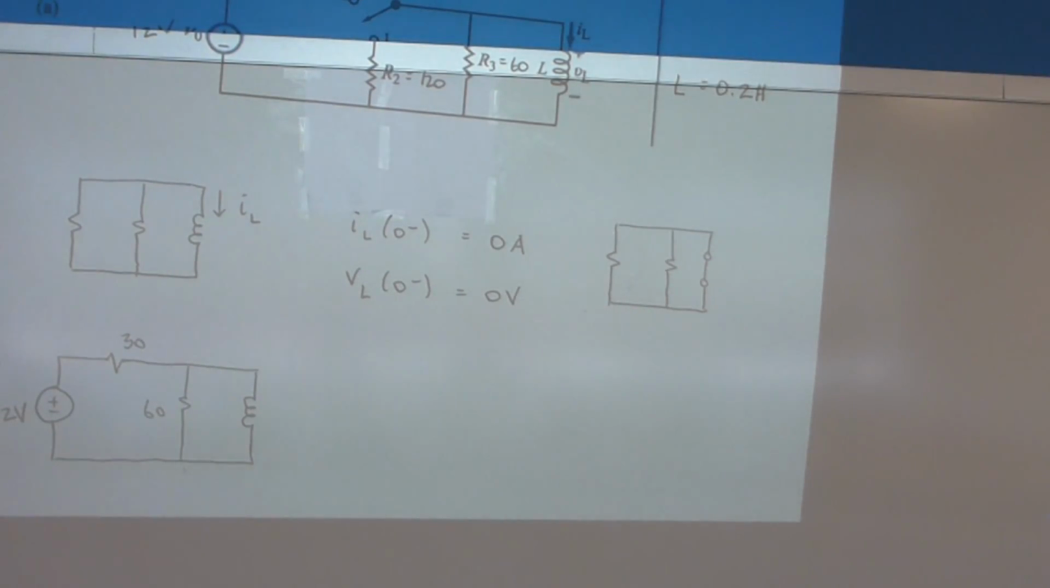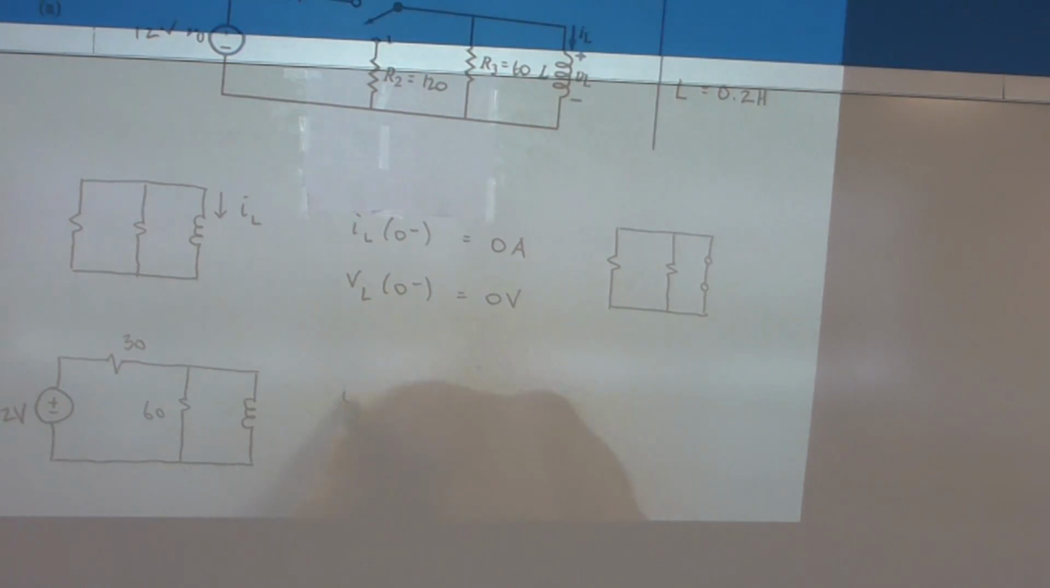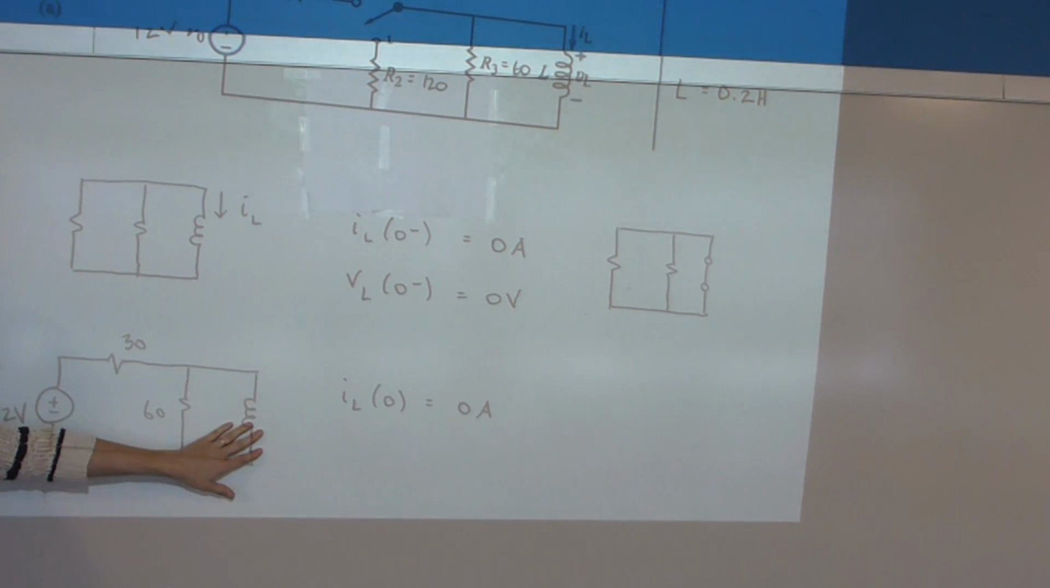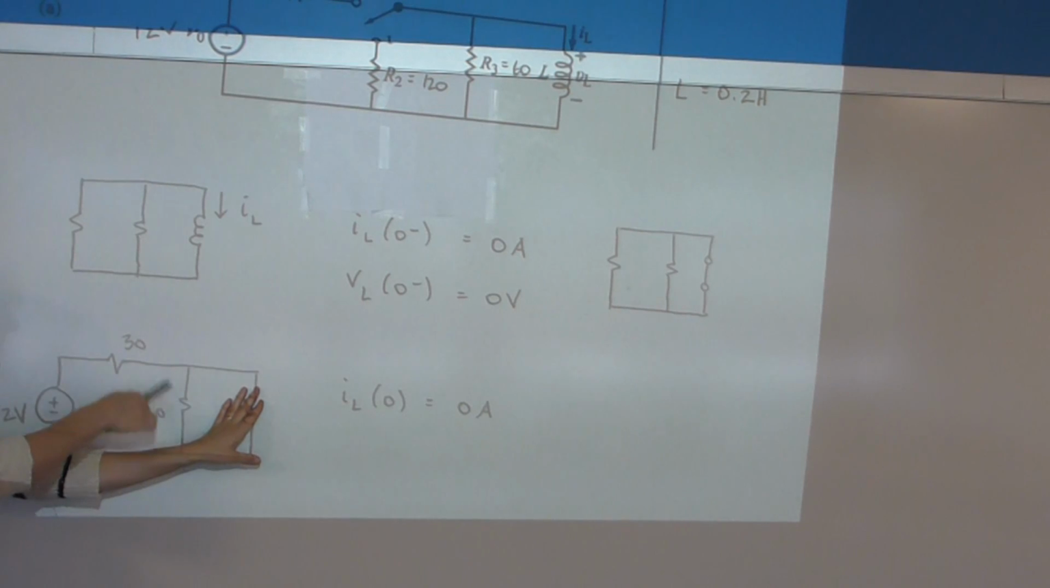Oh, you can't see it, sorry. There it is. Okay, so we know that I sub L of 0 is still 0. But now, right after the switch is thrown, there's no current flowing through here. So it means I just have this.